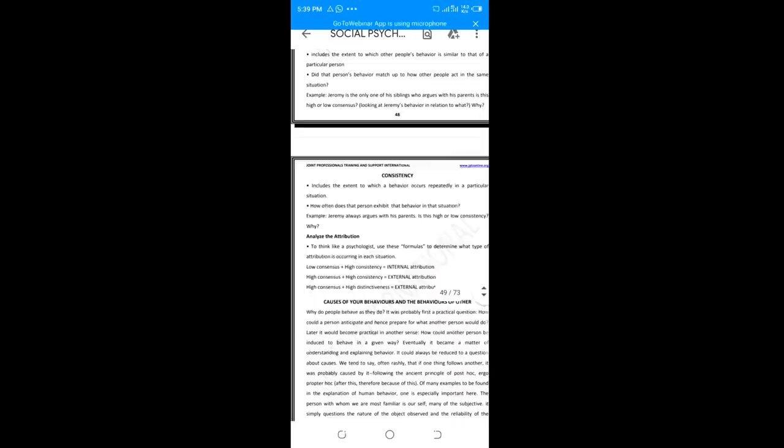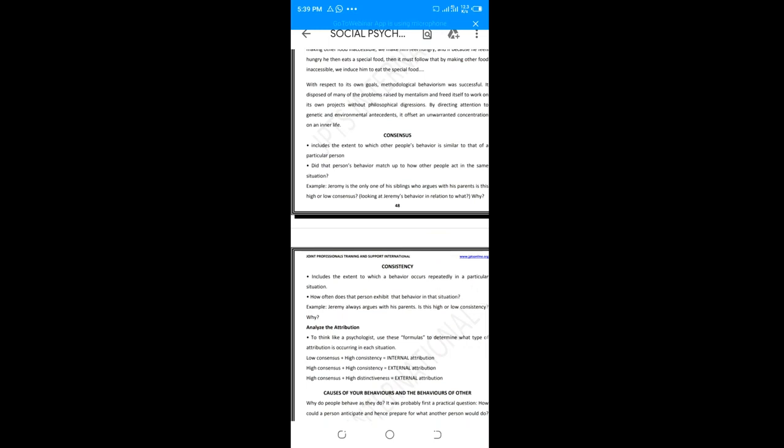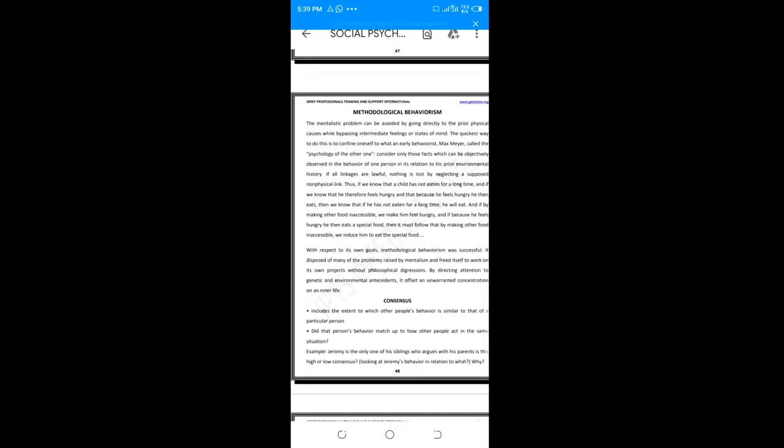And what I was discussing earlier on is consensus, consistency, and methodological behaviorism. Now, I've explained consensus as the extent to which other people's behavior is similar to that of a particular person, that is, the way an individual's behavior is similar to other people's behavior, while consistency is the extent to which a behavior occurs repeatedly in a particular situation.